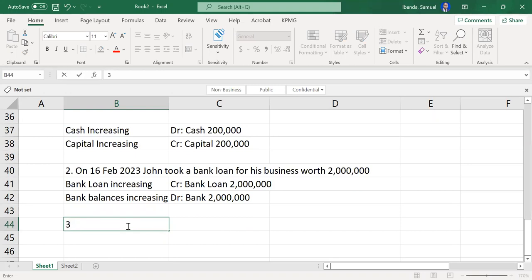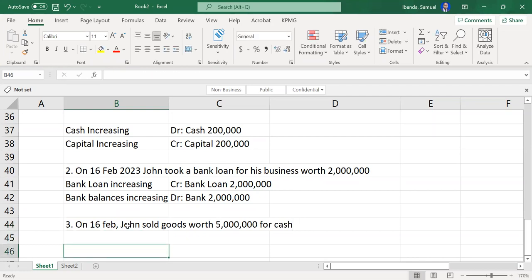Our transaction 3 says that on the same date, 16th Feb, John sold goods worth 5 million for cash. Let's end there.